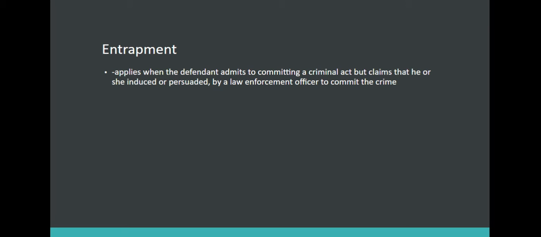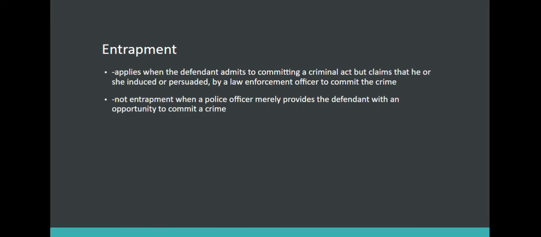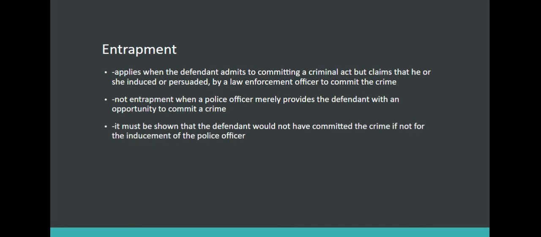to commit the crime. It is not entrapment when a police officer merely provides the defendant with an opportunity to commit the crime. If they just mention it in passing, that is not entrapment. It must be shown that the defendant would not have committed the crime if not for the inducement of the police officer. The police officer has to actually do something else to get the defendant to commit the crime. And that's going to be difficult to prove.